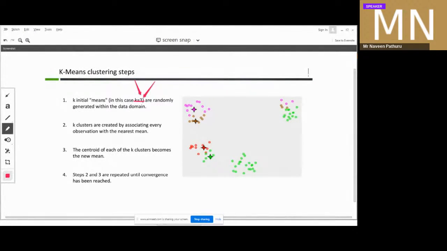So first, it will take the data and plot the data. First step: imagine all the points are plotted. Then, imagine we said we need 4 groups. It will identify 4 points randomly. These 4 random points are called centroids. Now, from each centroid to every point, it calculates the distance.